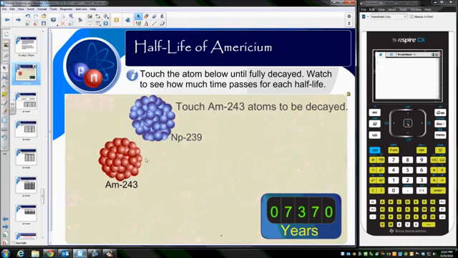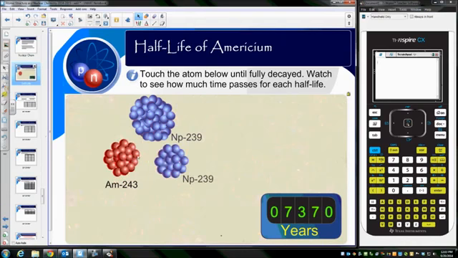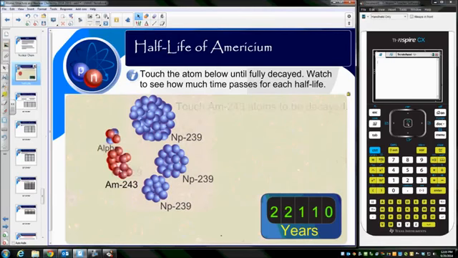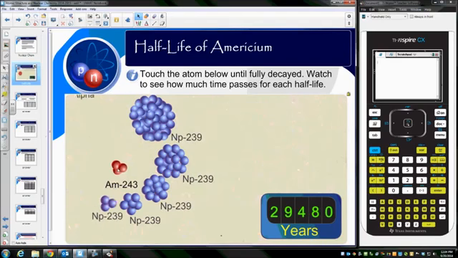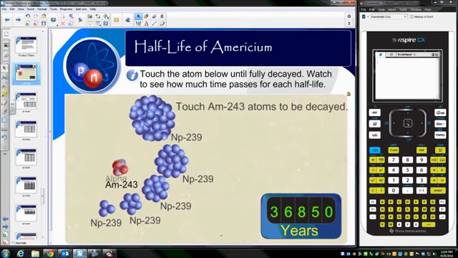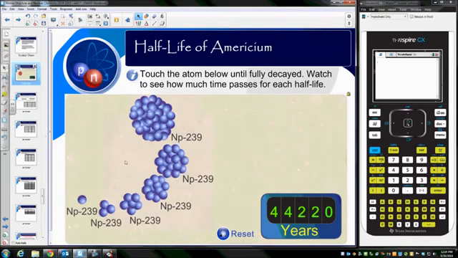So that took 7,370 years. And if another 7,370 years passes, half over again decays into neptunium-239. We can keep repeating that process until all of that americium-243 has become neptunium-239, and that takes about, I think on here it is 44,000 years. So that's roughly the idea of how this works. So notice that 1, 2, 3, 4, 5 half-lives went by to where we had virtually nothing left.